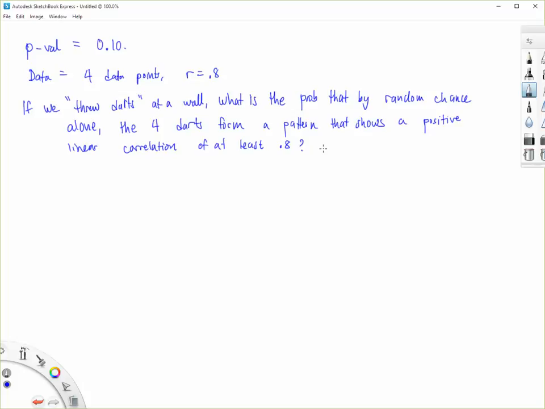Yeah, so if we picked 4 points at random on a scatter plot, what's the probability that they kind of form a pattern where we can just measure a correlation of 0.8? That would happen about 10% of the time just from random chance alone, okay? Well, it's also not hard to imagine just because it's only 4 darts, right? If I had 100 darts and I got a correlation of 0.8, then that would not seem to be a random occurrence, okay? Then you'd say, oh, well, something is going on. But with 4 darts, it's easy to imagine this kind of happening by random chance.